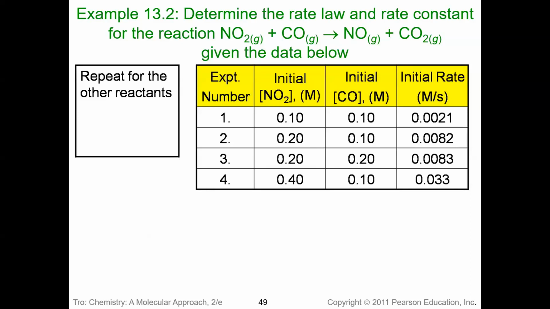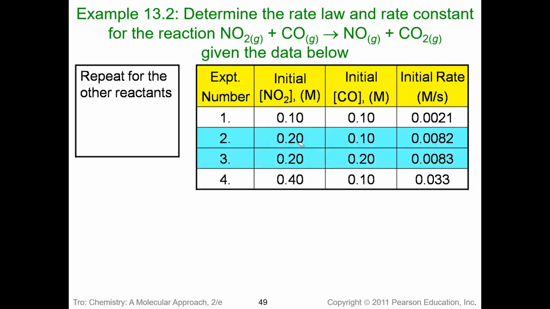But now we need to figure out CO. All right, so this time we want to hold NO2 the same because we want any change in these rates to be due to CO. So it can't be that one, can't be that one. We only have this choice. This is the only choice when NO2 is the same. So we have to use 2 and 3 here, have to.